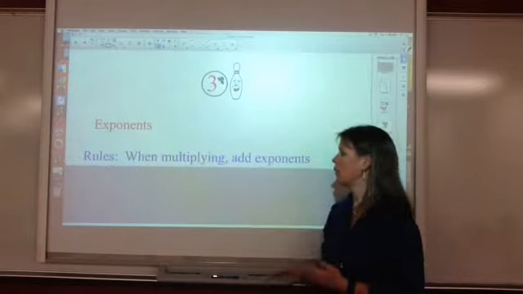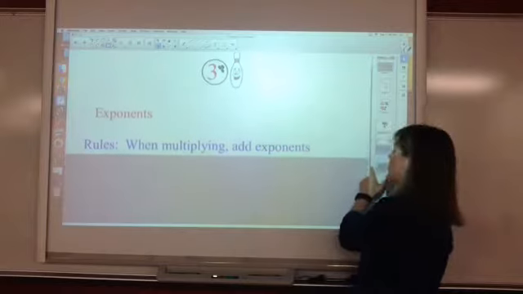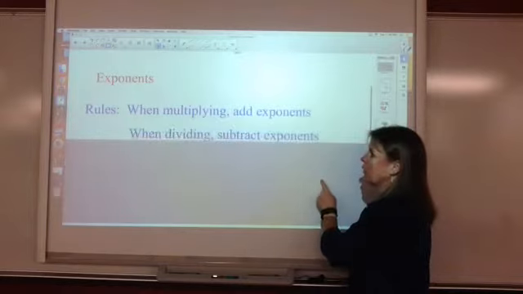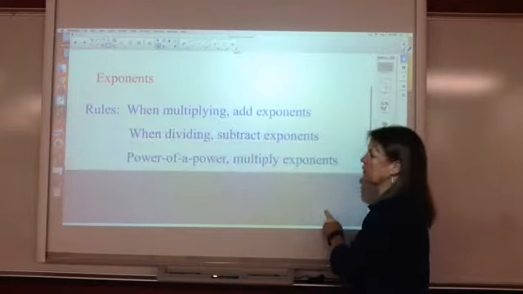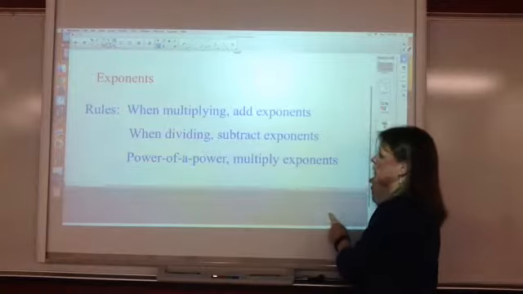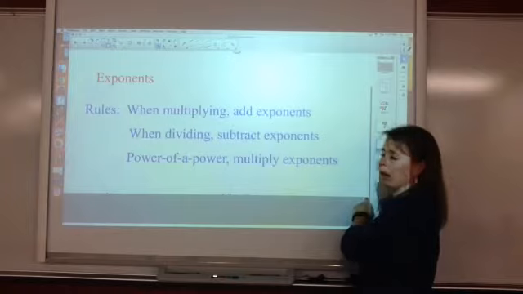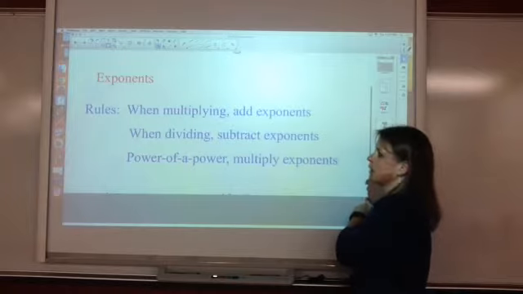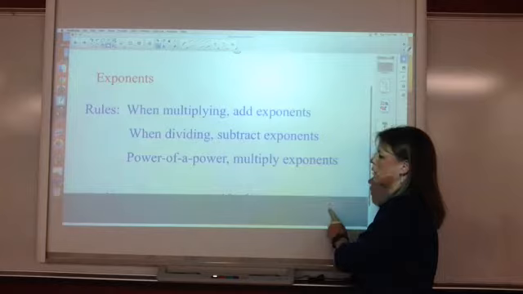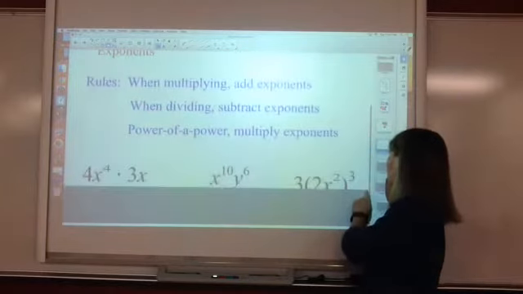Rule number 1, when multiplying, add exponents. Pause it if you need to write these down. When dividing, subtract exponents. If you have a power of a power, you should multiply exponents. Now I shortened these rules up a little bit. You got to remind yourselves what to do with the base. Keep the base each time. When do you power the base? When don't you power the base?